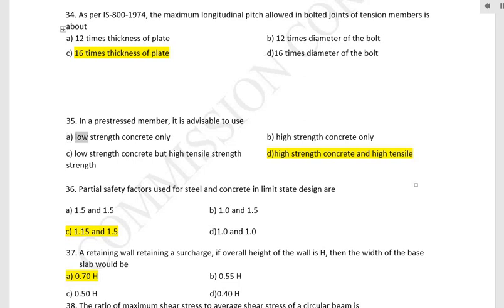35. In a prestressed member, it is advisable to use: A. Low-strength concrete only. B. High-strength concrete only. C. Low-strength concrete but high tensile strength. D. High-strength concrete and high tensile strength.